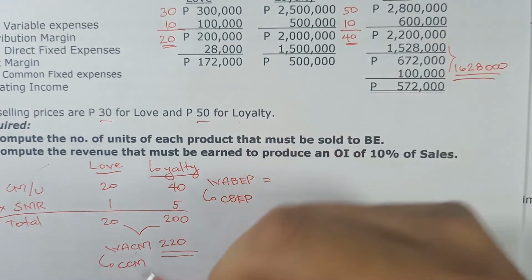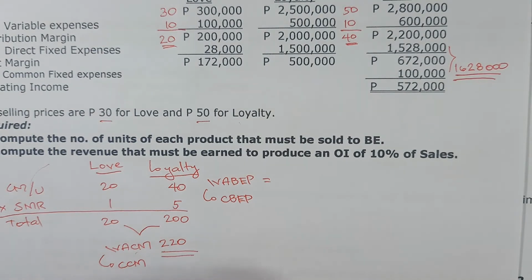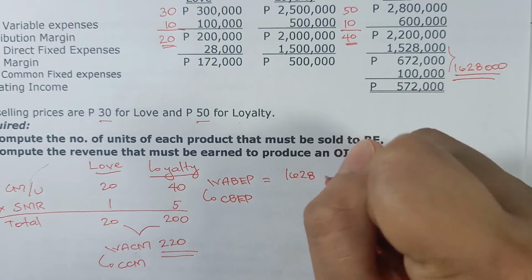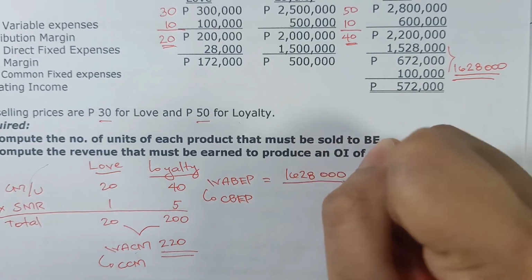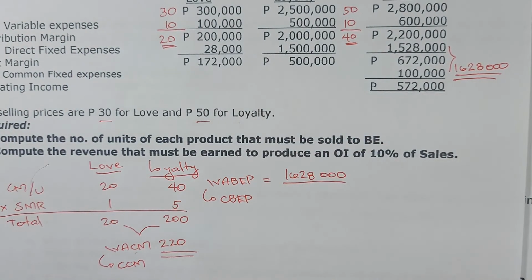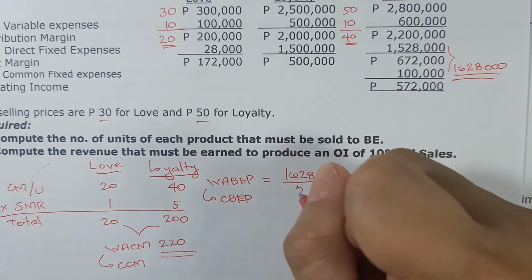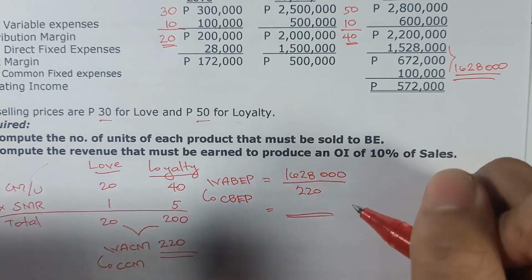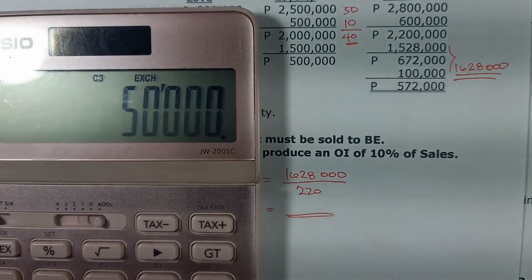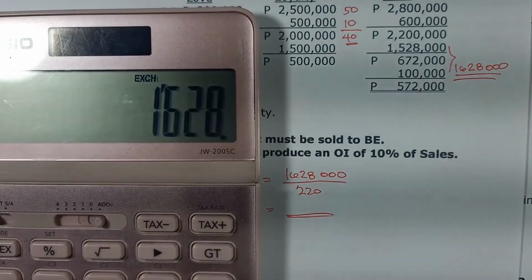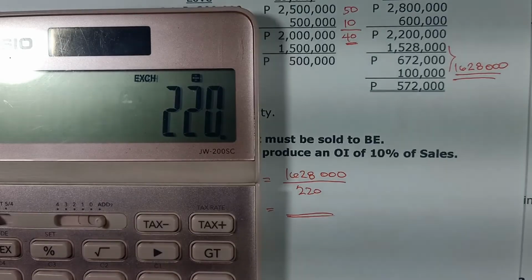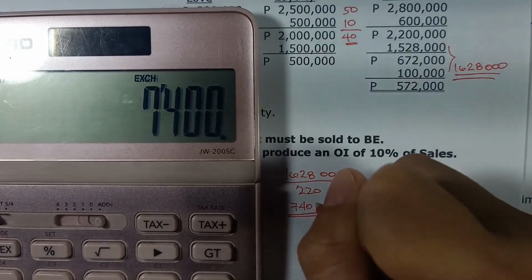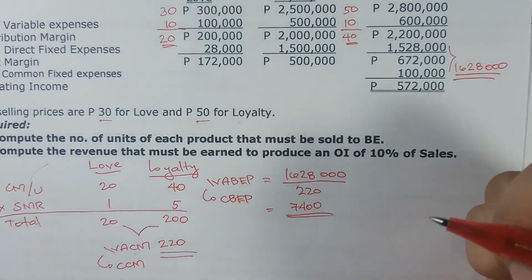Once again, total fixed cost is 1,628,000. So, 1,628,000 divided by the weighted average contribution margin of 220 pesos. Ilan ngayon ang nako-compute natin dito? 1,628,000 divided by 220, or this is equal to 7,400. So, sir, 7,400 na ba ang sagot natin?